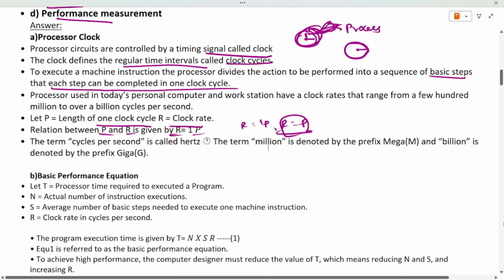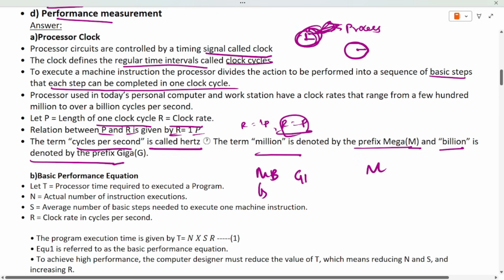The term cycles per second is called hertz. A million is denoted by the prefix mega, that is M. Billion is denoted by the prefix giga, like MB and GB: MB stands for megabytes and GB stands for gigabytes. Here M and G are taken, so you can remember it like that.